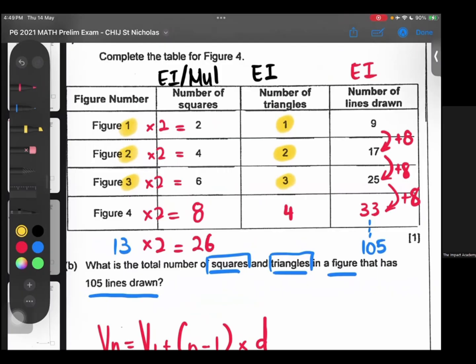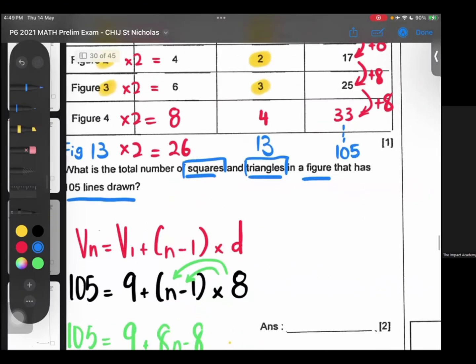Hey, you all realize or not? The number of triangles is going to match the figure number 13. So over here, maybe I'll just write figure 13 first. It's matchy. That means this must be 13. So that's the reason why your answer for this question has to be 26 plus 13, which will get me to an answer of 39. So this is what we call equal intervals.